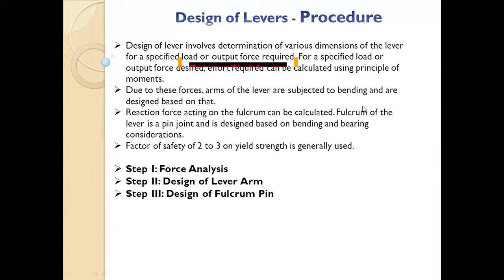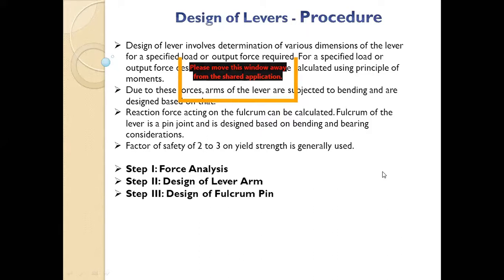The procedure for design of a lever has three steps. First is the force analysis. Depending on the class of the lever, one, two, or three: class one will have the fulcrum in between, while two and three will have the fulcrum on the side, and depending on the position of the load and effort, you will have class two and three. So we'll do the analysis of the forces. We will find out the forces acting on the arm and on the fulcrum pin. The fulcrum pin will have a reaction, a reactive force in it. We have load and effort on the arms of the lever, and the fulcrum pin has the reaction.